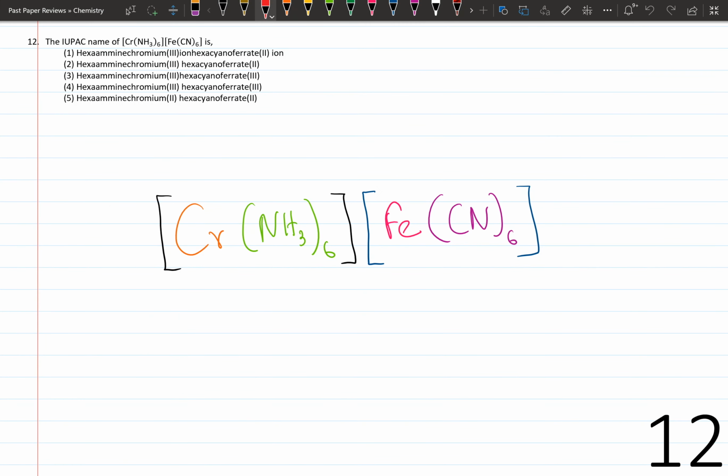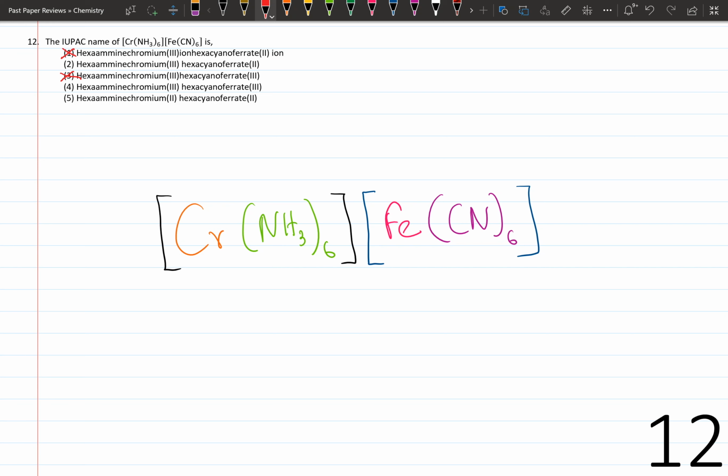12th question. The IUPAC name of the given compound is. The cation part should be written first and then the anion part with a space in between them. Therefore, this excludes answers 1 and 3.